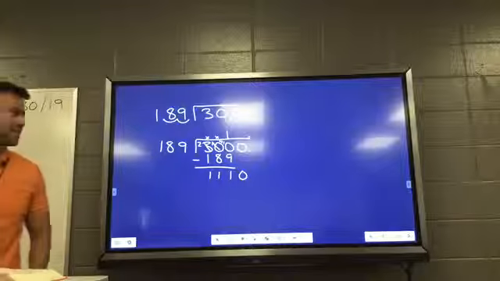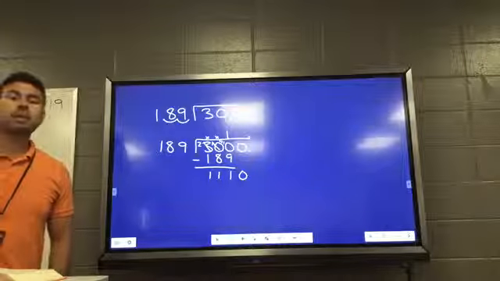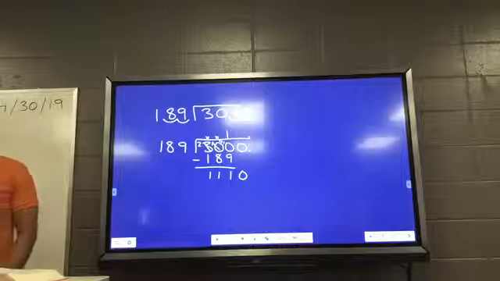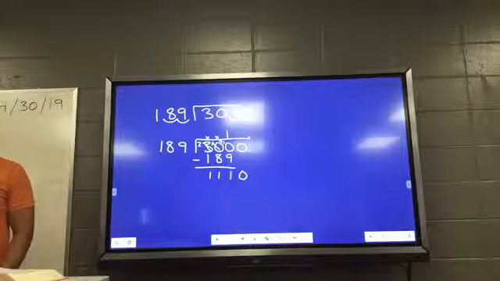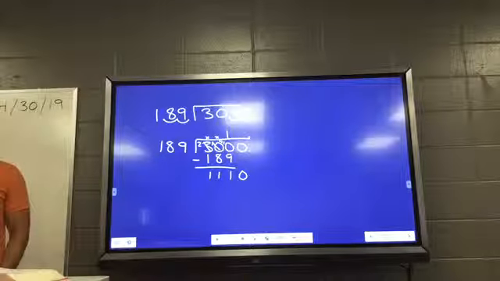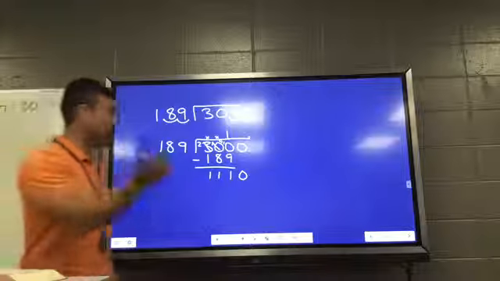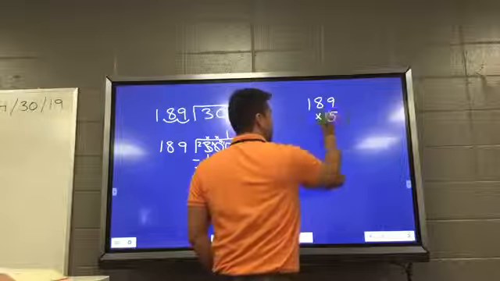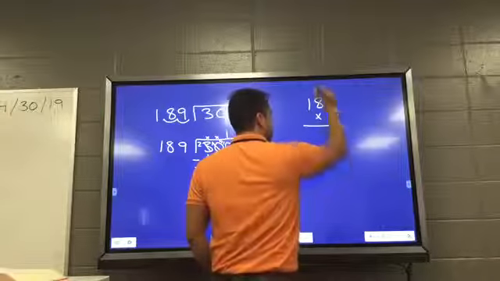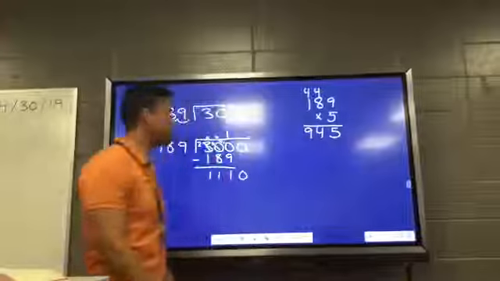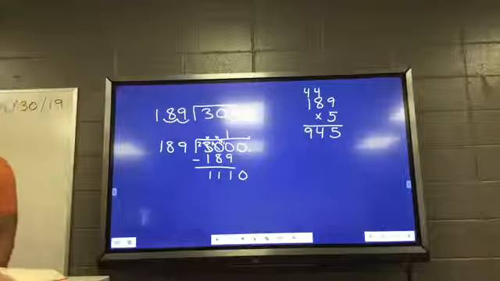This is where you have to think a little bit. How many times do you think 189 goes into 1,110? What's a guess? Throw it out. 5? Is that the guess? Okay. What I do here then is I do 189 times 5, and I see how close I get. So 45, 44, 945. Do you think it goes into it another time?